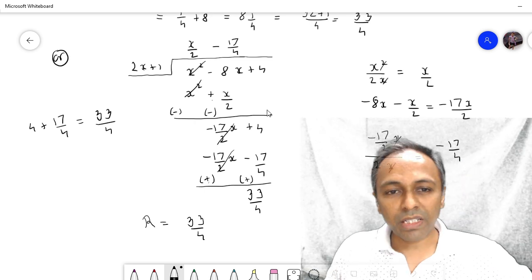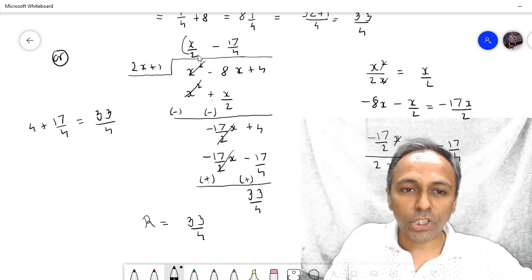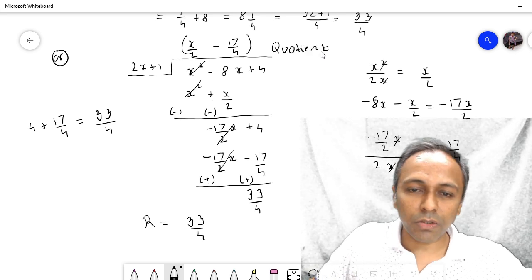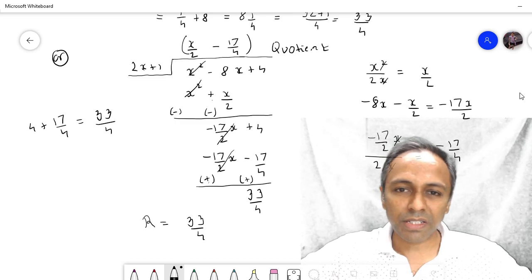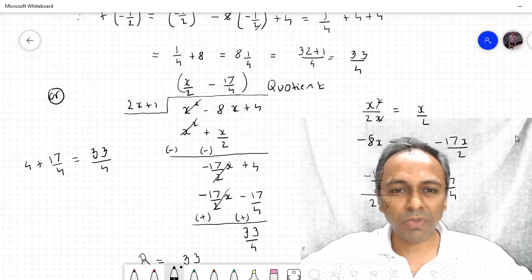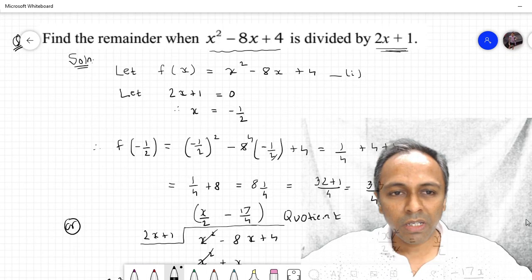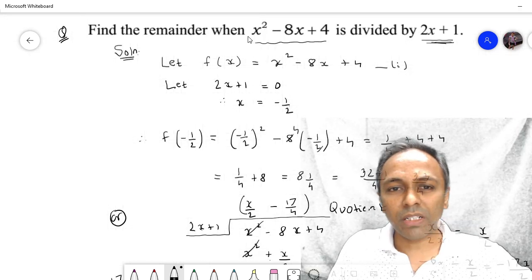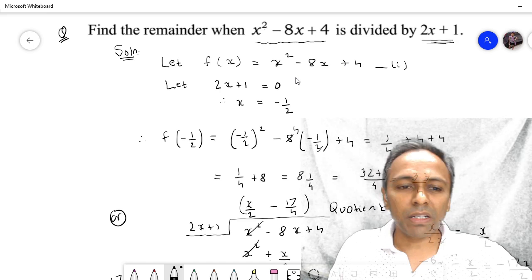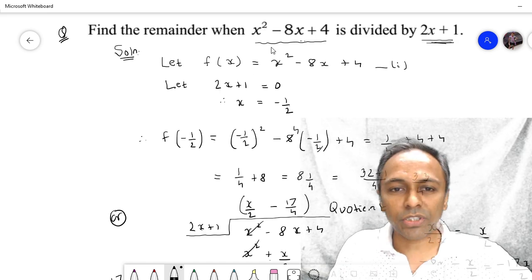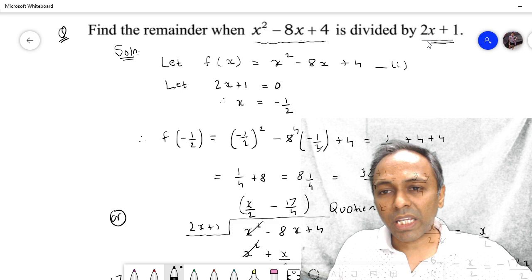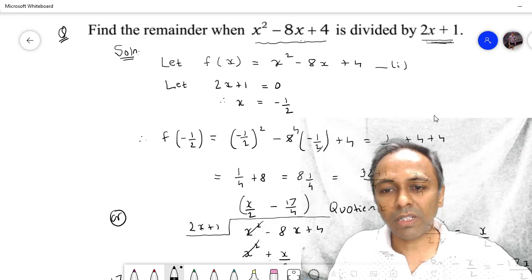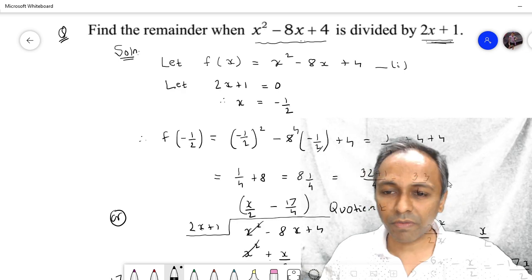The advantage in the second method is that you even get the quotient. But because the quotient is not asked in the question, finding it in this case was of no great use. We would therefore suggest that whenever you are finding only the remainder, it is better to use the first method: naming the question as f of x, equating the divisor with 0, getting x, and putting that x in the polynomial. Whatever you get will denote your remainder.